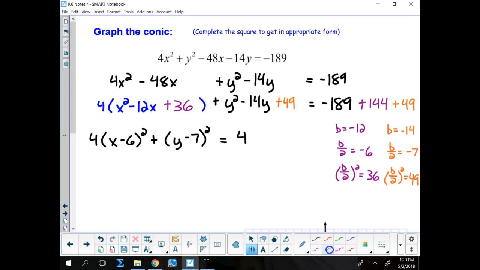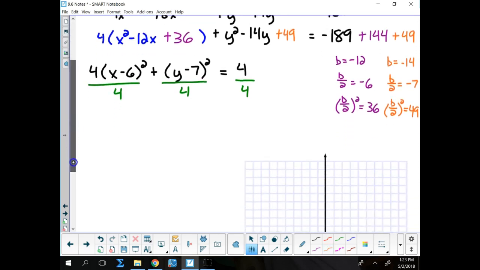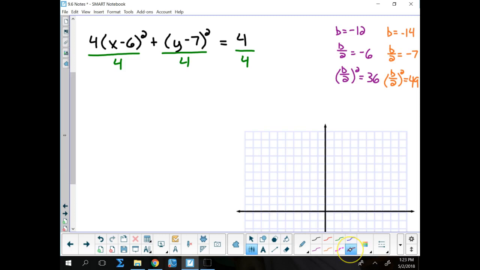Okay. We said this was an ellipse. Ellipses are equal to what? Equal to 1. So I need to divide everything by 4. So that gives me x minus 6 all over 1. Oops, that should be squared. Plus y minus 7 all over 4 equals 1.